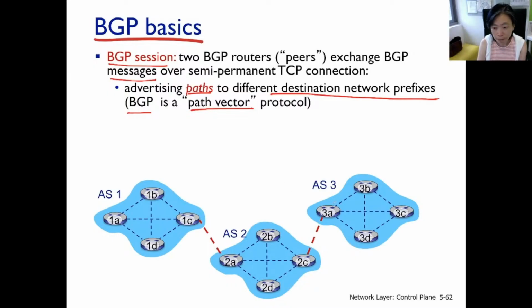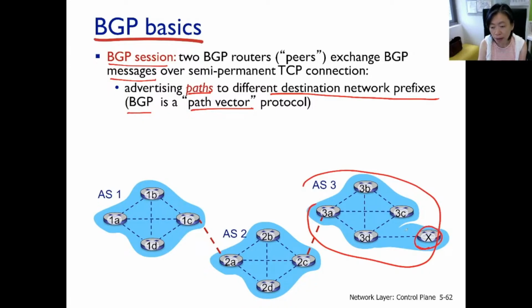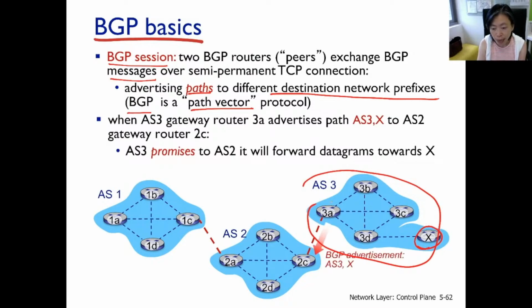And let me give you an example here. So let's say in AS3, there is a prefix X, and this is the destination for packets coming from maybe AS1 or AS2. So AS3, which learns about this destination, will need to advertise it to outside of AS3. So 3A here will need to announce its existence, prepending its own AS number, so AS3 here. So this will be the AS path being advertised. This will be the AS path being sent in the BGP message to the other end of the exterior BGP connection, to the other end of the BGP session.